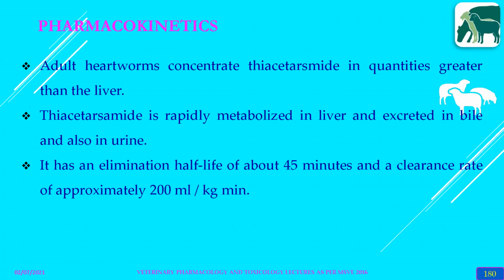Then kinetics. The adult heartworm concentrates thiacetarsamide in quantities greater than that of the liver, whereas thiacetarsamide is rapidly metabolized in the liver and excreted in bile, and also in the urine. So it has an anthelmintic half-life of about 45 minutes and a clearance rate of approximately 200 milliliters of plasma per minute. That means it is very quickly eliminated.